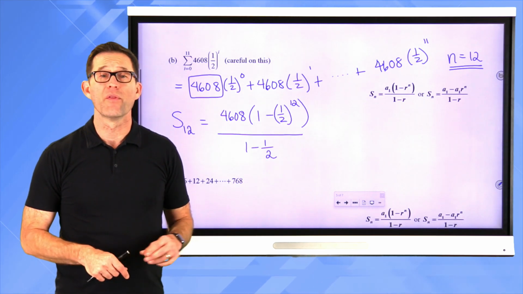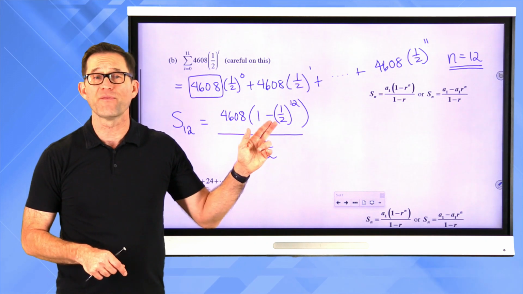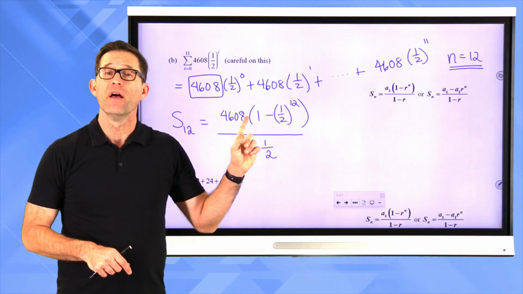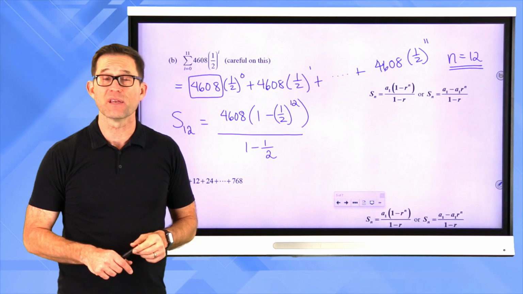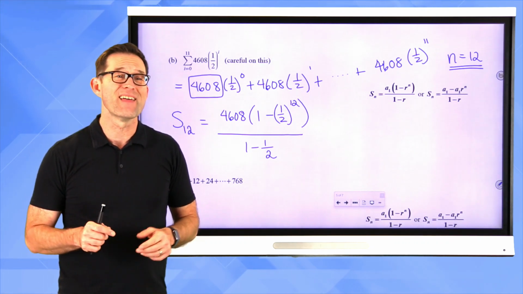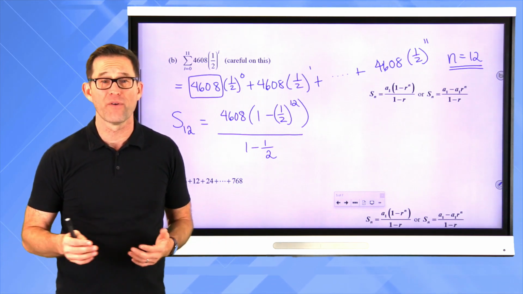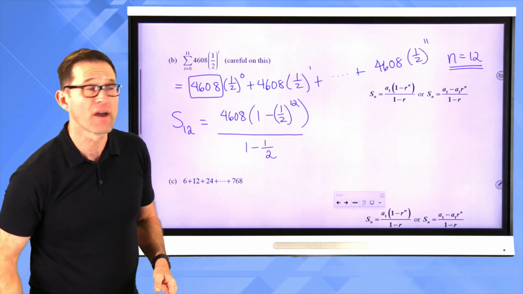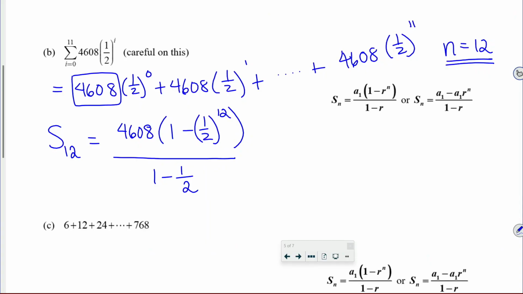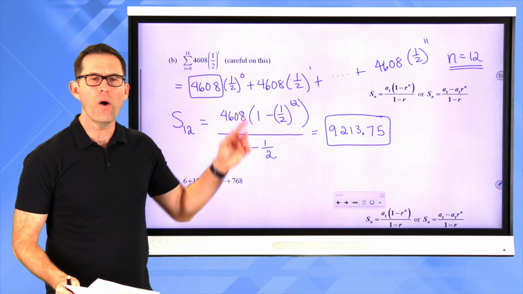Now it really is critical that if you don't use 0.5 and you use the fraction 1/2, you've got that 1/2 in parentheses. If you don't, you run the risk that not every part of that 1/2 is going to be raised to the 12th power due to order of operations. Either way, if you crank through all the numbers, it is a little bit messier than previous ones because of that 1/2, but we get 9,213.75.